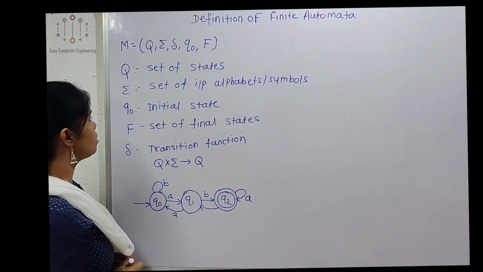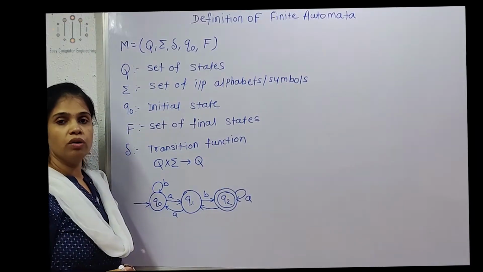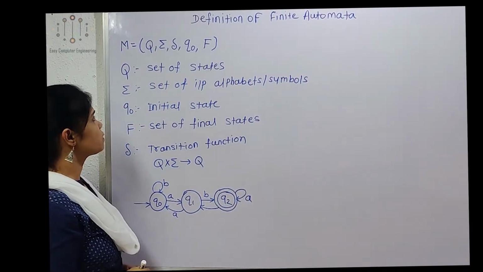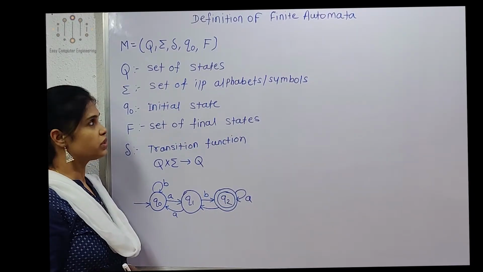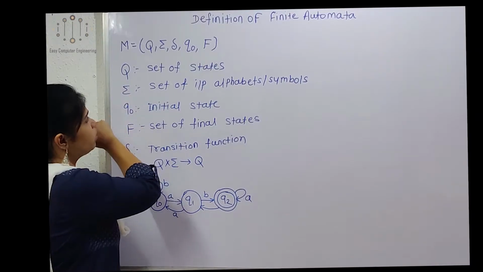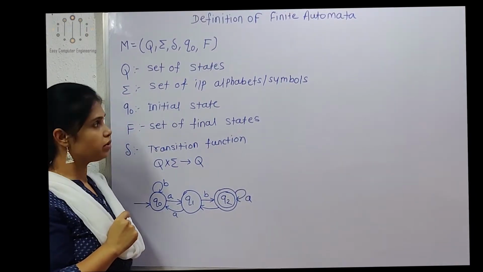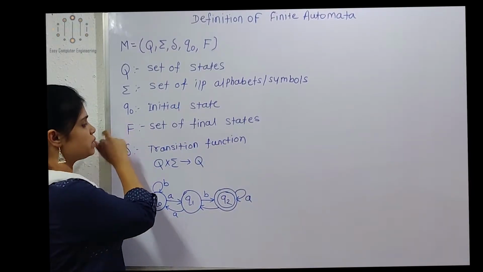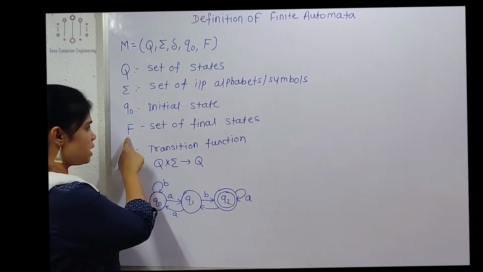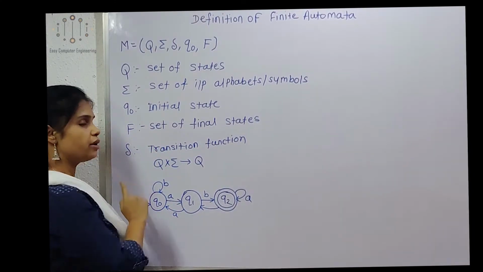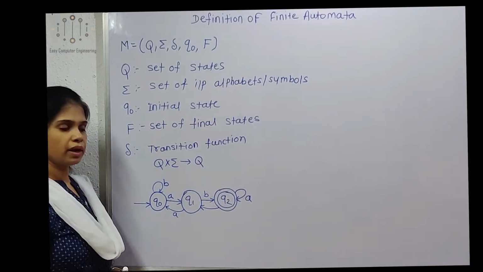Every tuple has some meaning. The first tuple is Q, capital Q, which is a set of states. In finite automata we represent all states, so this is Q, the set of states. Sigma is the set of input alphabet symbols. Q0 is the initial state. F is the set of final states. And the transition function is Q into sigma tends to capital Q.